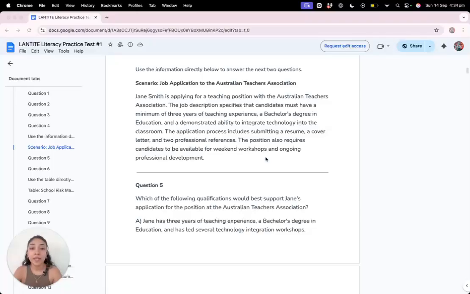Use the information directly below to answer the next 2 questions. So we have a scenario here, the job application to the Australian Teachers Association. Jane Smith is applying for a teaching position with the Australian Teachers Association. The job description specifies that candidates must have a minimum of 3 years of teaching experience, a bachelor's degree in education, and a demonstrated ability to integrate technology into the classroom. The application process includes submitting a resume, a cover letter, and 2 professional references. The position also requires candidates to be available for weekend workshops and ongoing professional development.